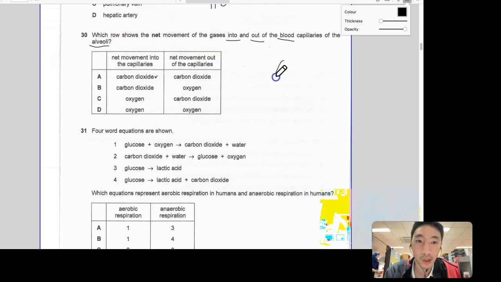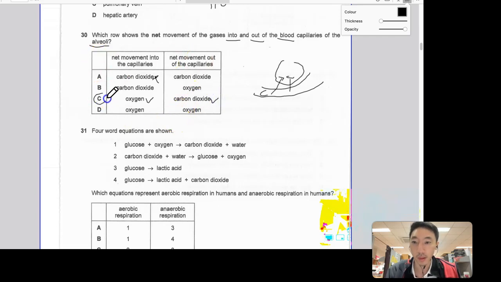Okay, so alveoli, and then capillaries over here. So what is going into? Oh my goodness, I cannot understand the question. Okay, so the oxygen goes into the capillaries, and what goes out of the capillaries would be your carbon dioxide. So oxygen goes in, then carbon dioxide goes out of the area. So the answer is C.